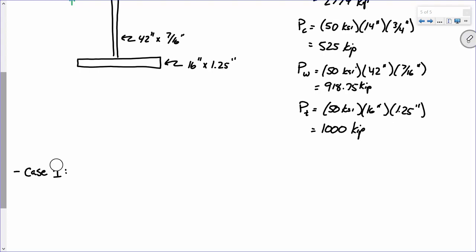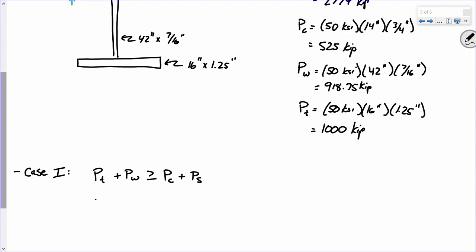Or maybe I should use the Roman numerals. Case 1, what is it? PT has to be greater than or equal to PC plus PS, plus all the rebar stuff, right, which we're neglecting. We're not worrying about that, okay? So let's check that out, okay?